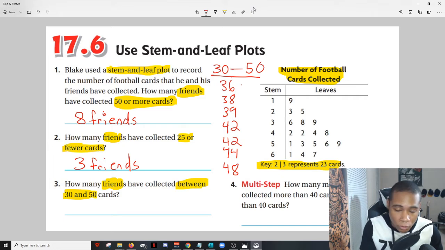So let's count those friends up. That's 1, 2, 3, 4, 5, 6, 7. That's 7 friends. So our answer would be 7 friends have between 30 and 50 cards.